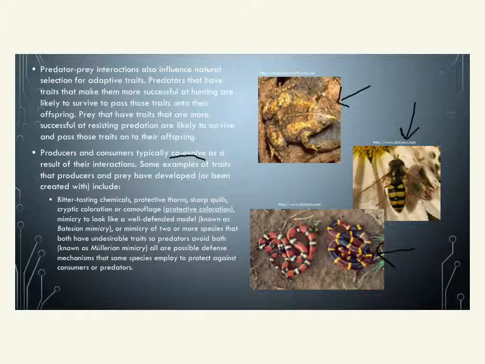We've got the coral snake, and I'm not sure the name of the other type of snake, but the coral snake is very venomous. The other snake is venomous, but certainly not as much. Because they've got a similar banding pattern, they're both undesirable for predators, and because they're close enough together, most predators are just going to leave them both alone because they're not sure really which one they are, if they're the very venomous one or just the slightly venomous one. So these are all possible defense mechanisms that some species would employ in order to protect themselves against consumers or predators.